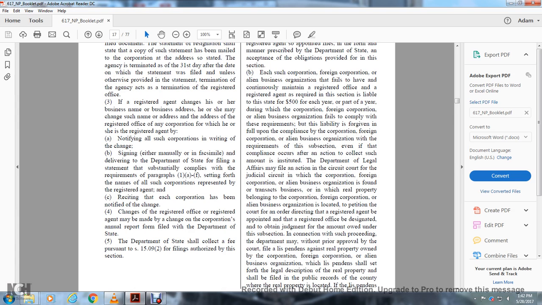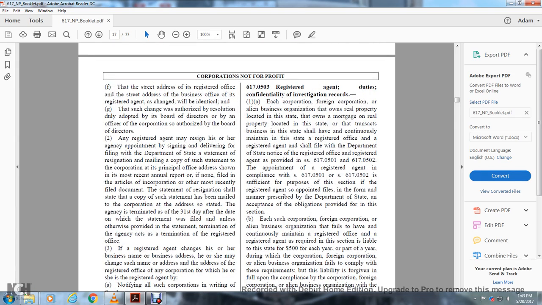and reciting the fact that each corporation has been notified of the change of the registered office or registered agent. The change may be made in the corporation's annual report filed with the Department of State. The Department of State shall collect the fee pursuant to statute 15.092, as authorized in this section.